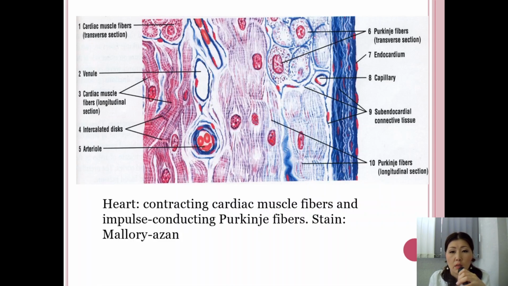Stain Mallory Azan. Here we can see the Purkinje fibers, the cross section. This is endocardium with a simple squamous epithelium or endothelium. And this is capillary, subendocardial connective tissue. Here we can see this one, blue color. And here also Purkinje fibers. This is arteriole. We will discuss this later in this lecture. Intercalated discs, here are. Cardiac muscle fiber, longitudinal section here with the striations, as you see. This is venule, also we'll discuss this later. And cardiac muscle fibers, transverse section.